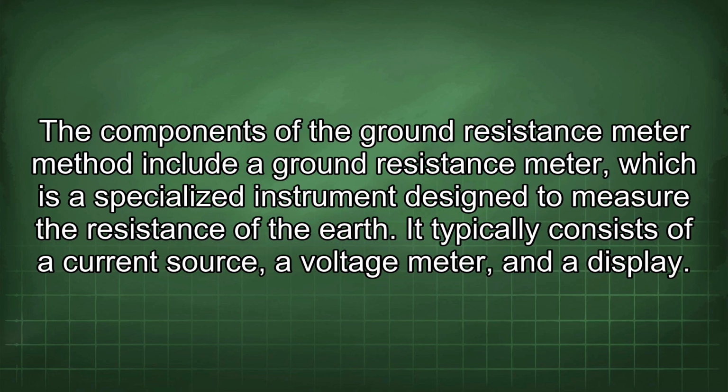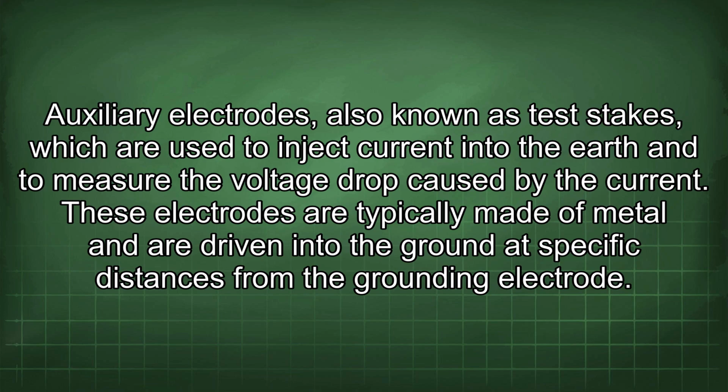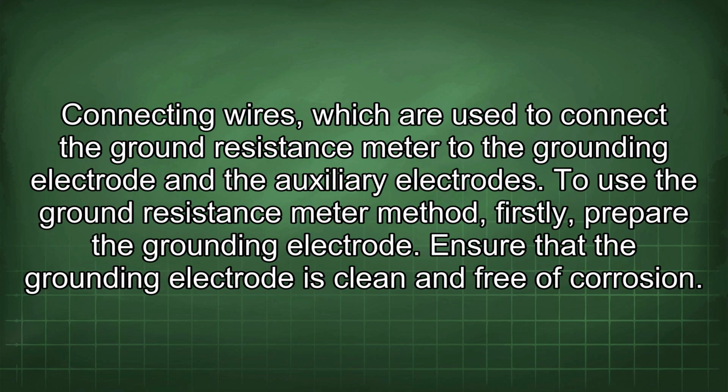The components of the ground resistance meter method include a ground resistance meter, which is a specialized instrument designed to measure the resistance of the earth. It typically consists of a current source, a voltage meter, and a display. Auxiliary electrodes, also known as test stakes, are used to inject current into the earth and to measure the voltage drop caused by the current. These electrodes are typically made of metal and are driven into the ground at specific distances from the grounding electrode. Connecting wires are used to connect the ground resistance meter to the grounding electrode and the auxiliary electrodes.